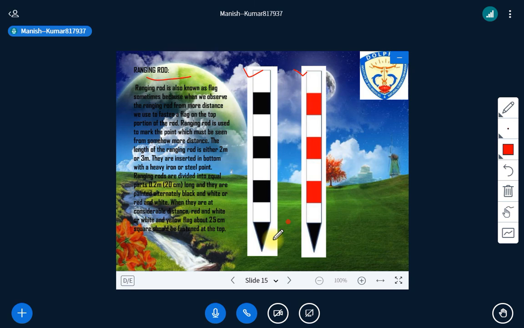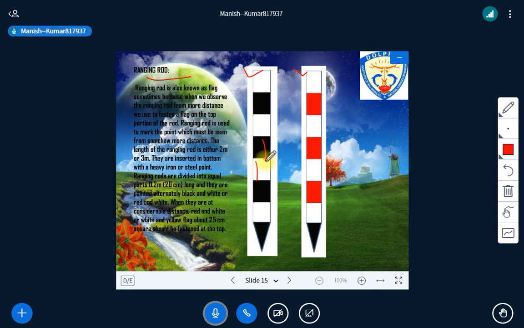And it is also divided into equal parts of 20 centimeter, right? As you look at this paint, the color, the black and white, black and white. So basically this is a division of the whole ranging rod, and it is divided into 20 centimeter equal parts. Each part has a length of 20 centimeter. From here to here 20 centimeter, here to here 20 centimeter, right?